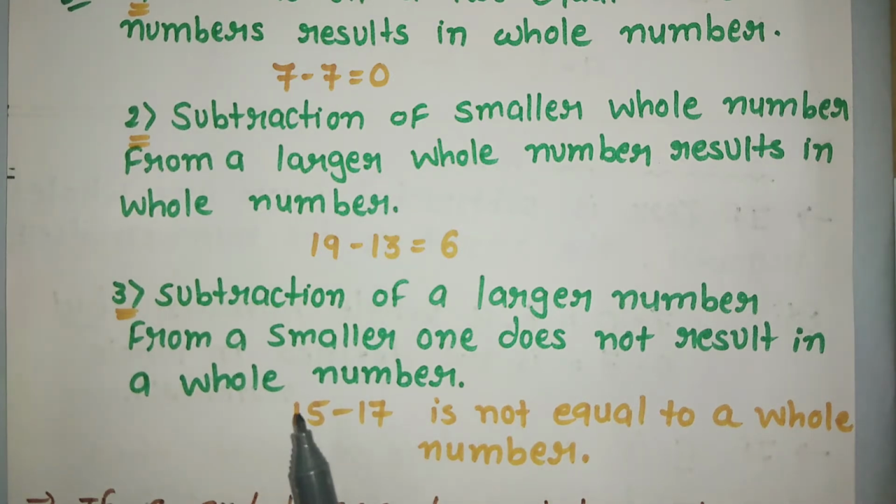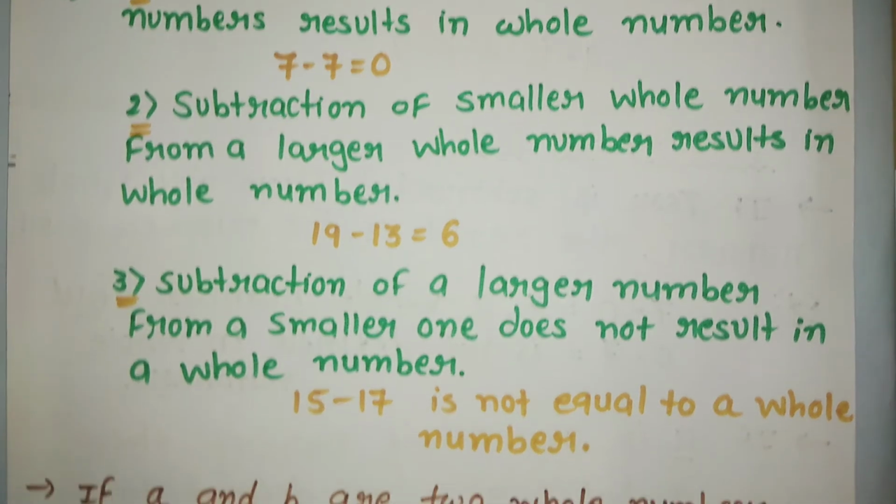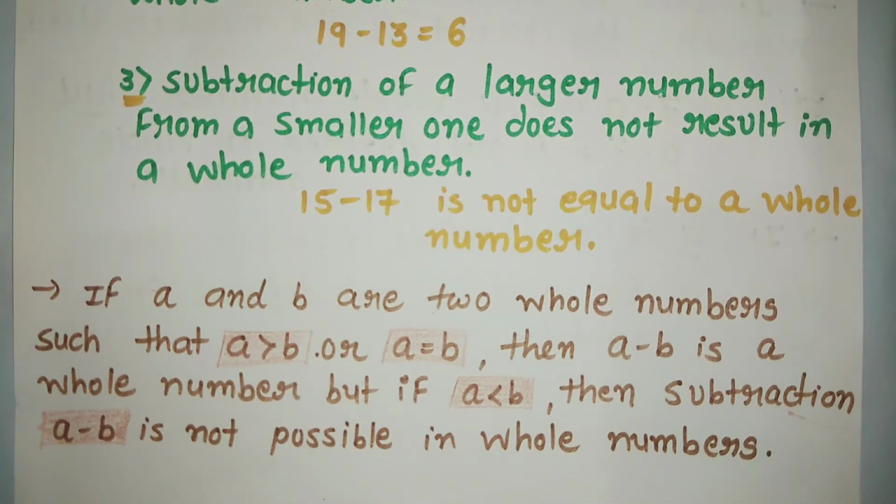So what I can say is that 15 minus 17: 15 is a whole number, 17 is a whole number, but our answer will be an integer. So subtraction of a bigger number from a smaller number will not give you the answer as a whole number. So what is the conclusion of these three examples?